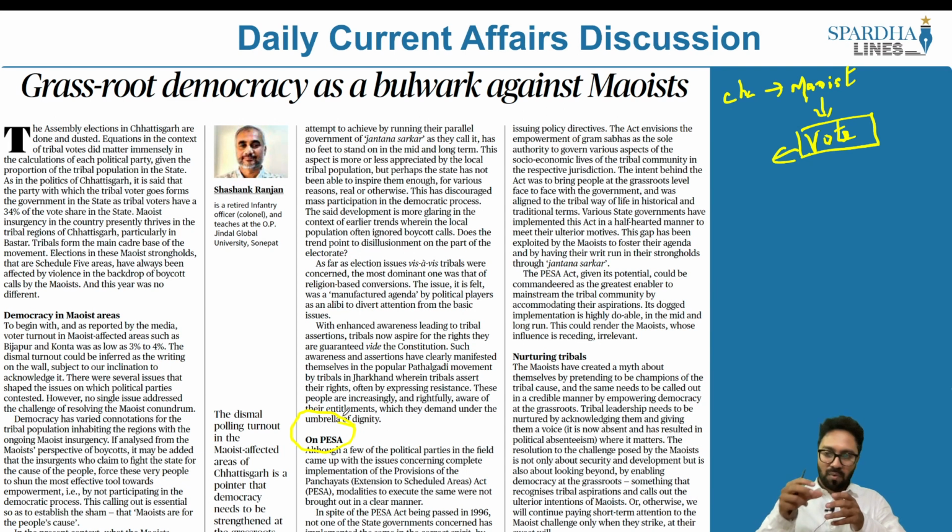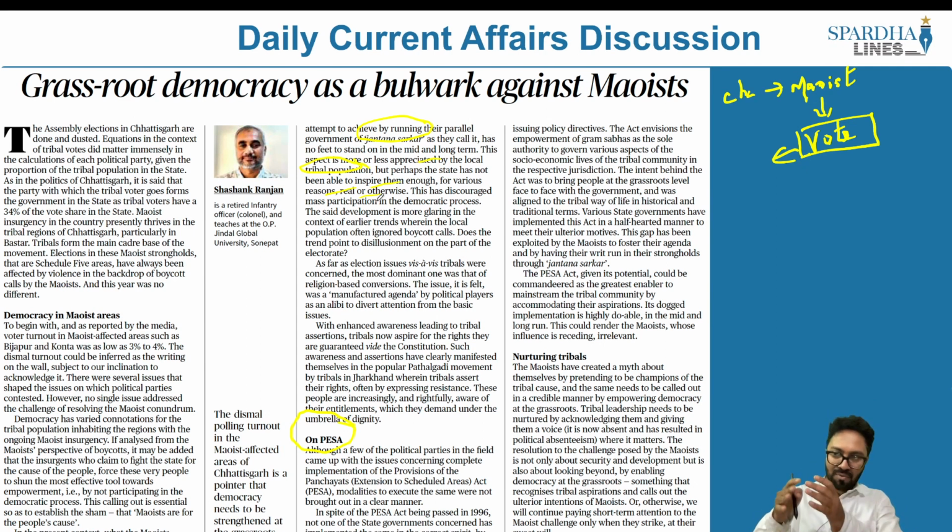At the same time, whenever these are provided, there is also the influence of the Maoists, who tend to say that the government is not working for them, that they have a hidden agenda, and so on and so forth. The Maoists try to influence; they do not allow the people to cast their votes as well. At this particular point the Maoists also run a parallel government, which they call the Janata Sarkar, which has no feet to stand on in the mid and the long term. This aspect is more or less appreciated by the local tribal population, but perhaps the state has not been able to inspire them enough for various reasons, real or otherwise.